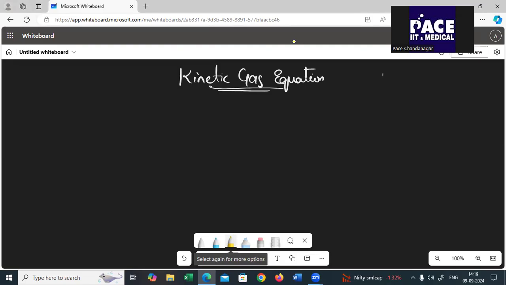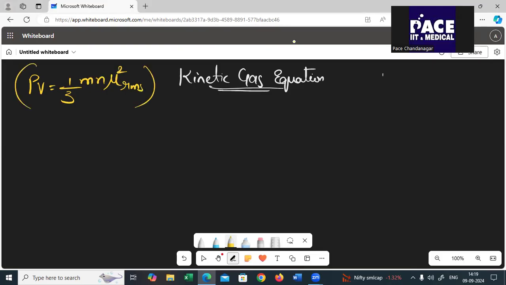So let's go with the kinetic gas equation today. We know PV equals 1/3 m n u_RMS squared, and the kinetic energy of n moles is 3/2 nRT, where n stands for the number of moles. Let us now see how we got this.